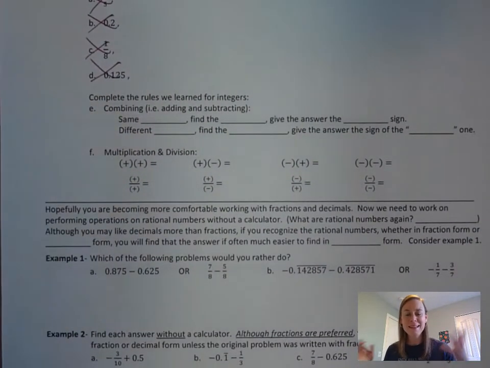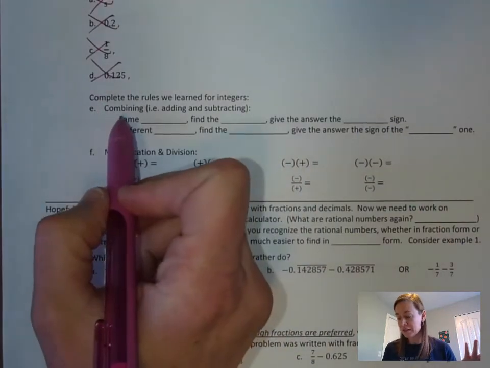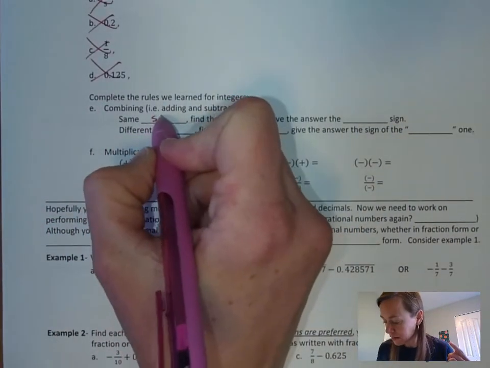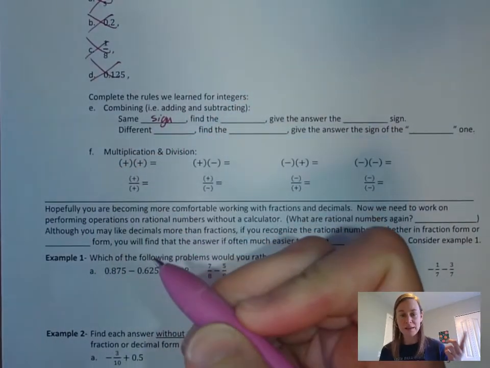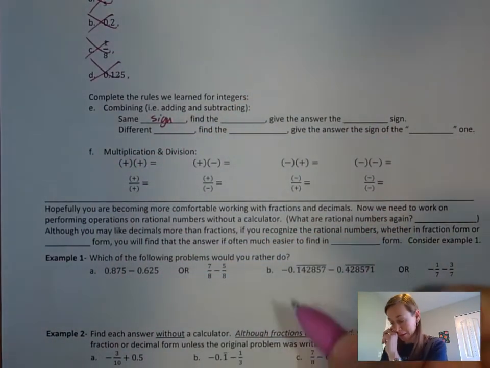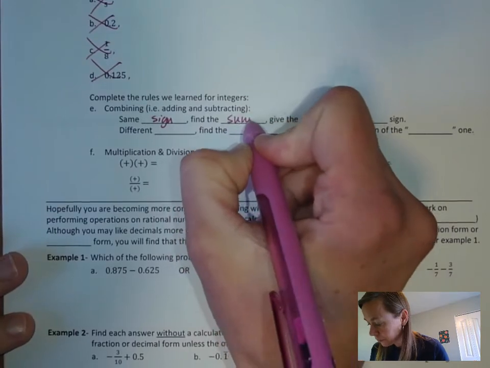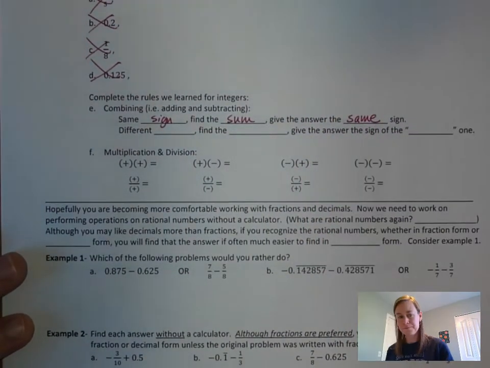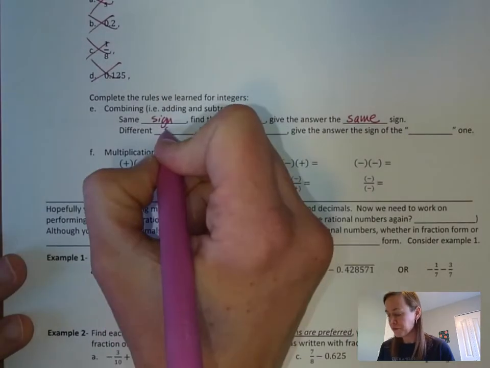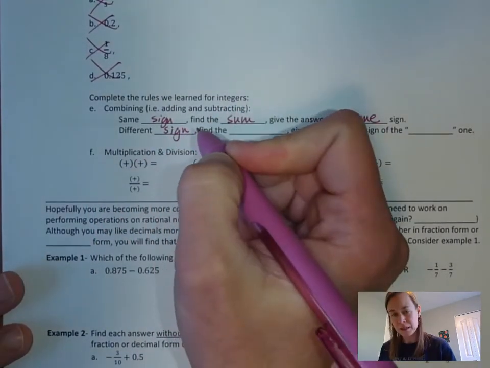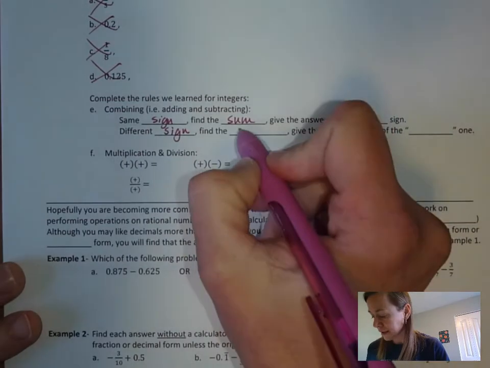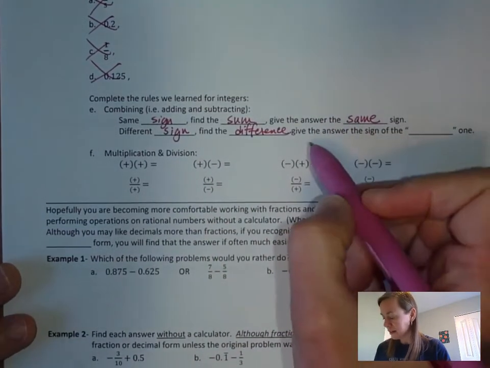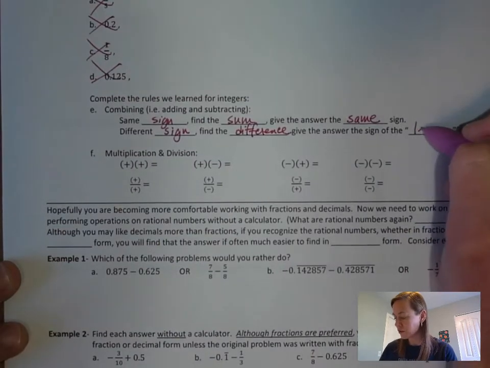So combining, that's adding and subtracting. Combining those integers, you could say it this way: same sign, like if it's a positive plus a positive or a negative plus a negative, find the sum and give the answer the same sign. Different sign: if you have a positive and a negative that you're combining, find the difference, in other words, subtract them, and give the answer the sign of the larger one.